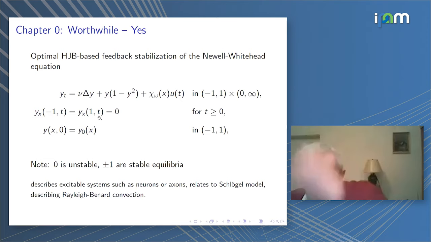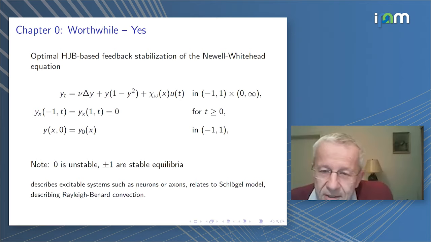This PDE has three steady states: the origin, which is unstable, and plus minus one, which are stable equilibria. It may look simple, but it already has some applications. It describes excitable systems like neurons or axons. It relates to the Schlögl model in theoretical chemistry. It describes very banal convection and so on.